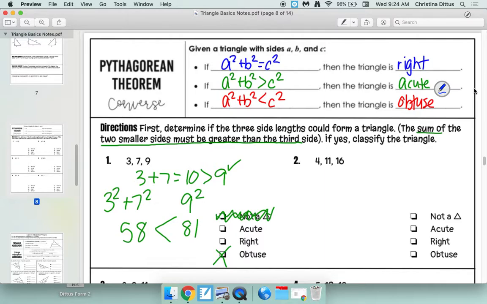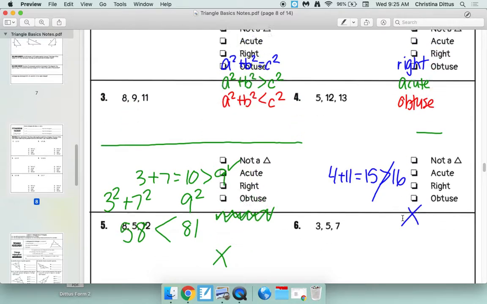Number 2, first thing I have to check is if it's a triangle. What are my two small sides? 4 and 11, if I add them I get 15. Is 15 bigger than 16? No, so this is not even a triangle. That's not very common, but I just want to throw it in there to make sure you know. Moving along.